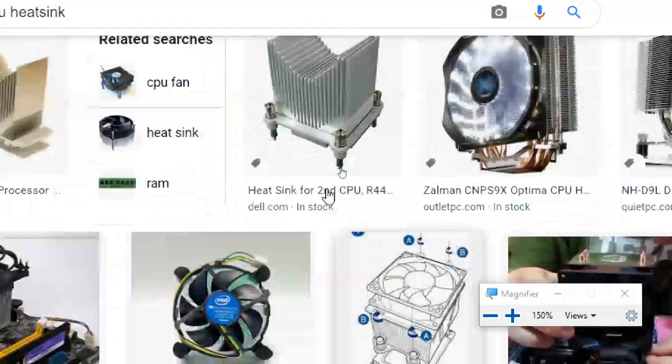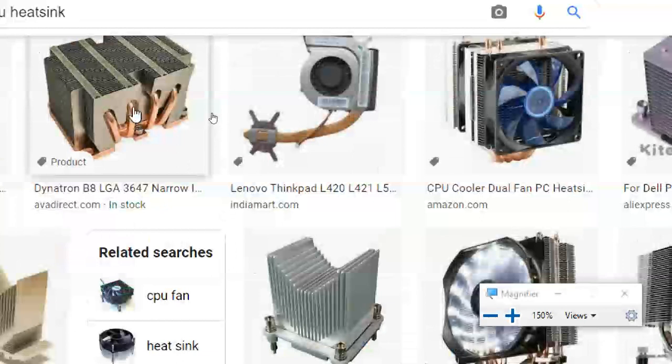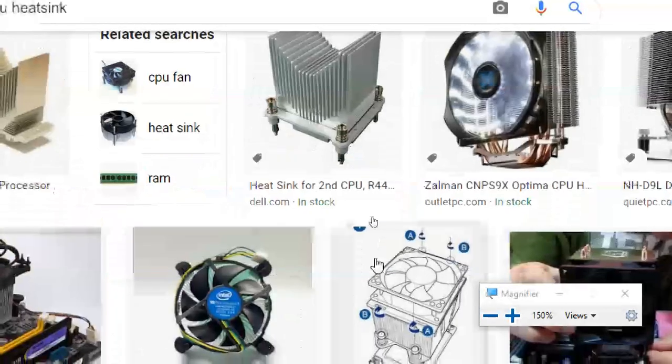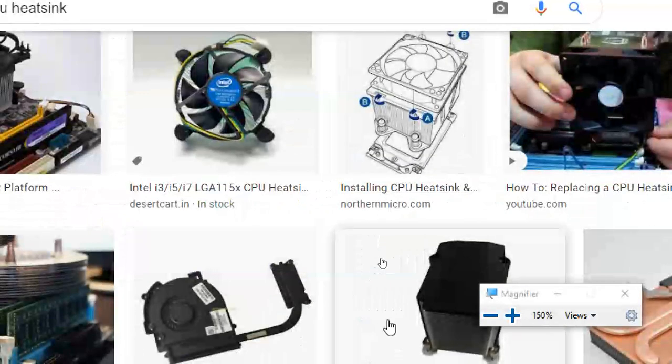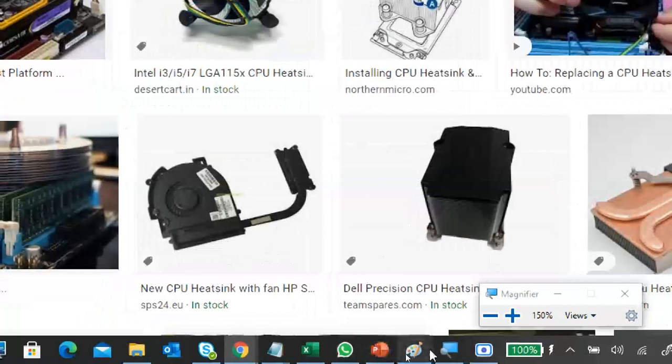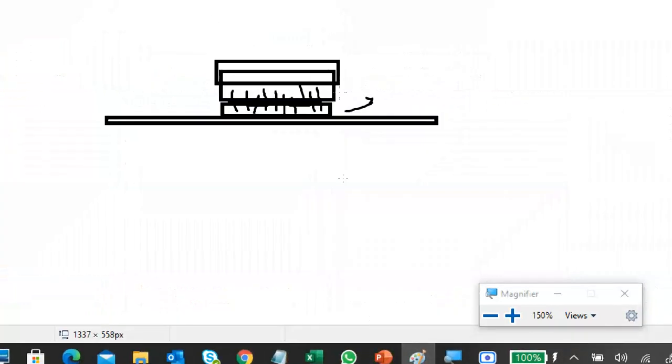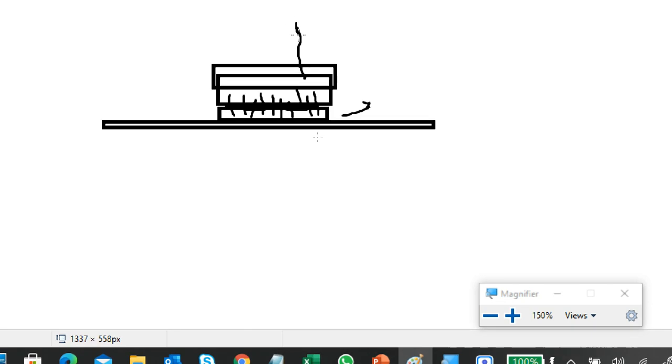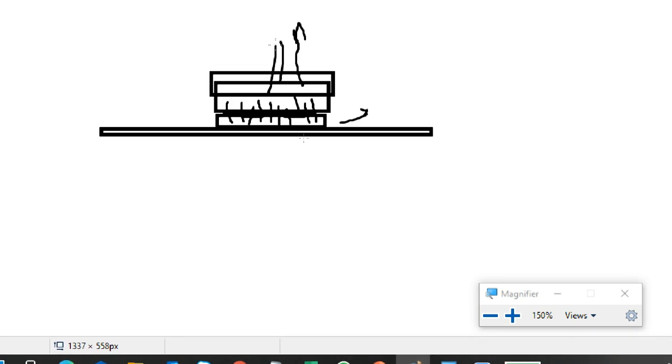Some have copper rods like this. What is the duty of this heat sink? It will absorb the heat. It won't cool the CPU by itself; it cools the CPU by absorbing the heat from the CPU, and it will exhaust it outside. The heat will go outside of this unit.